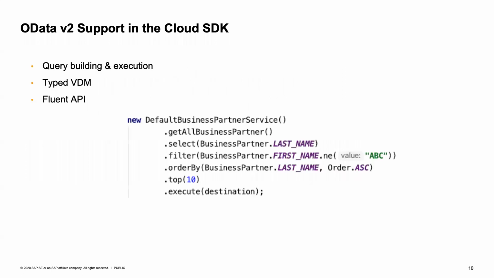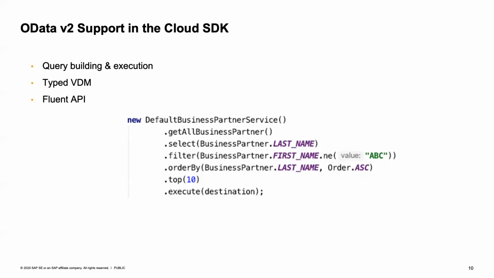So let's look at how this looks in practice. Here I just picked one service as an example. I took the business partner service, which is generated code and represents the business partner service on S/4HANA. There we can, for instance, read a list of business partners, here selecting the last name and filtering by the first name, and then returning with top 10 the top 10 results that this query would produce.